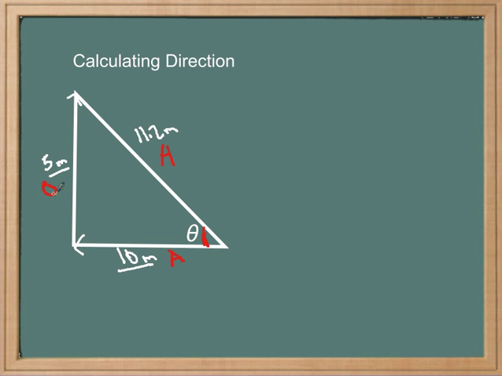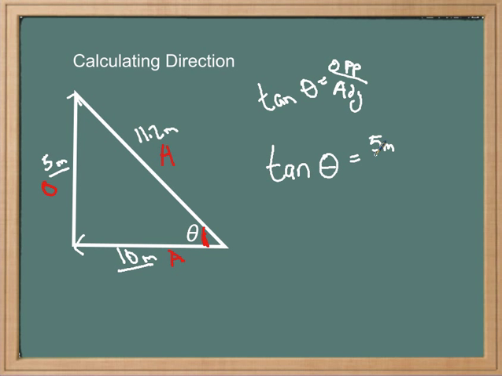Because we're working here with our opposite and our adjacent sides, we know that the tangent of any given angle is equal to the opposite divided by the adjacent sides of the triangle. Again, we see that the opposite and adjacent sides we're dealing with here are 5 meters and 10 meters, so we know that the tangent of our given angle theta is equal to 5 meters divided by 10 meters.